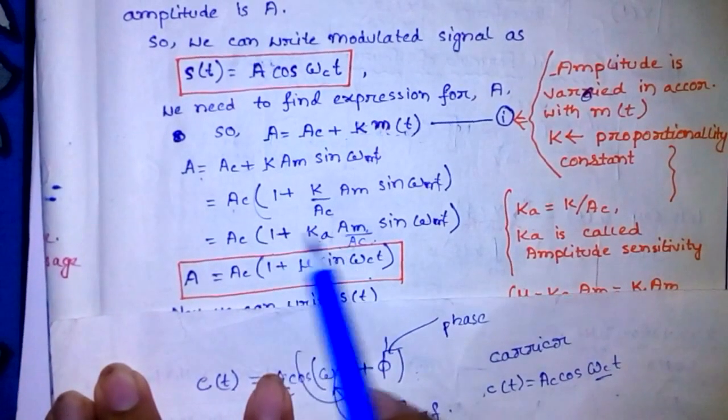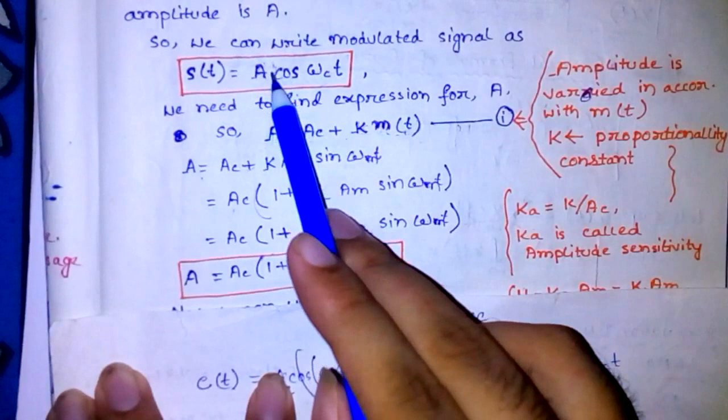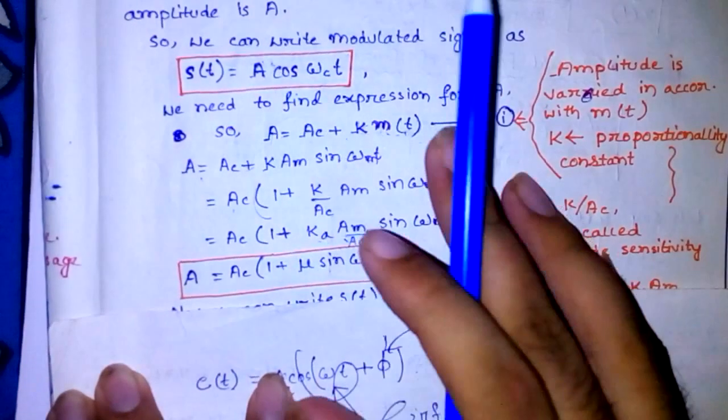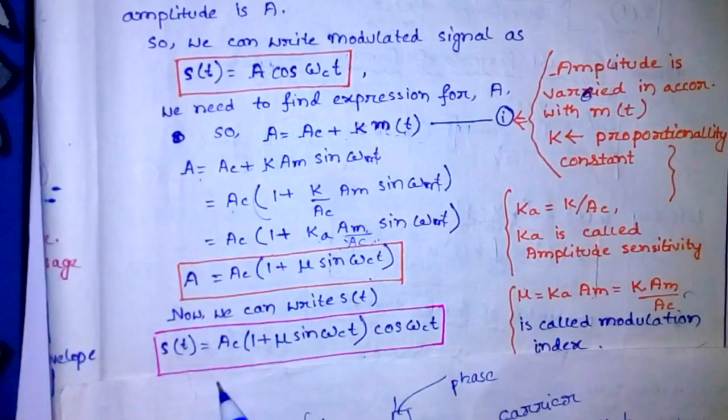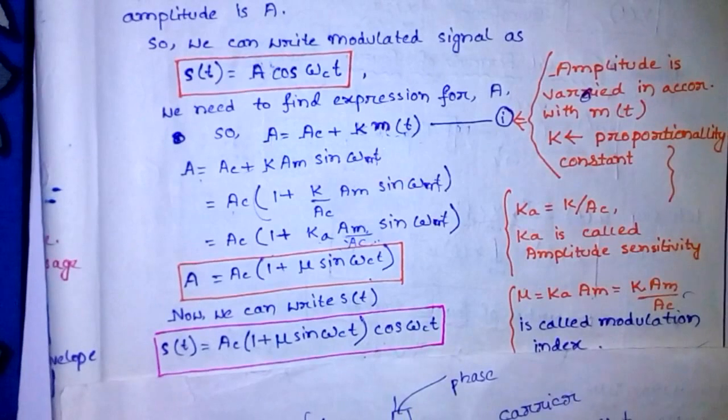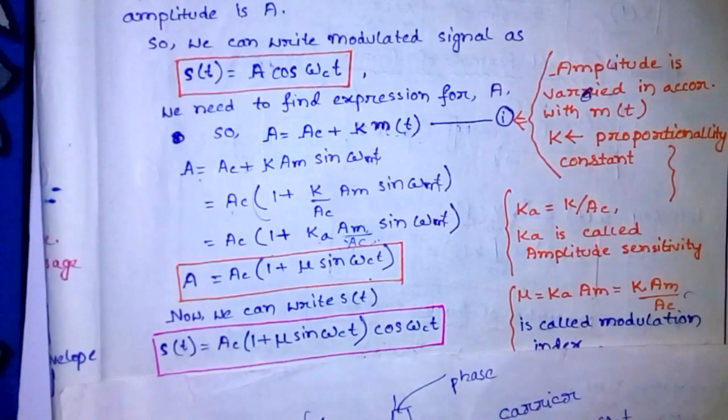Now we can put this value of A in this equation. If we put this value, you will get the equation for the modulated signal. So this is the equation for the modulated signal.